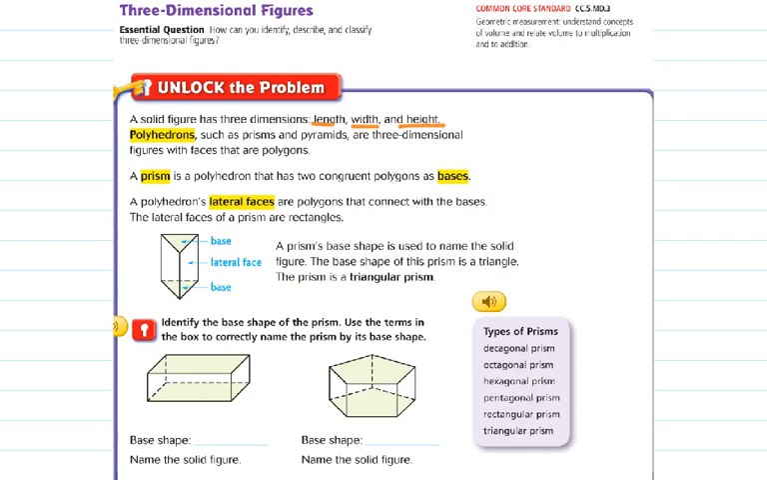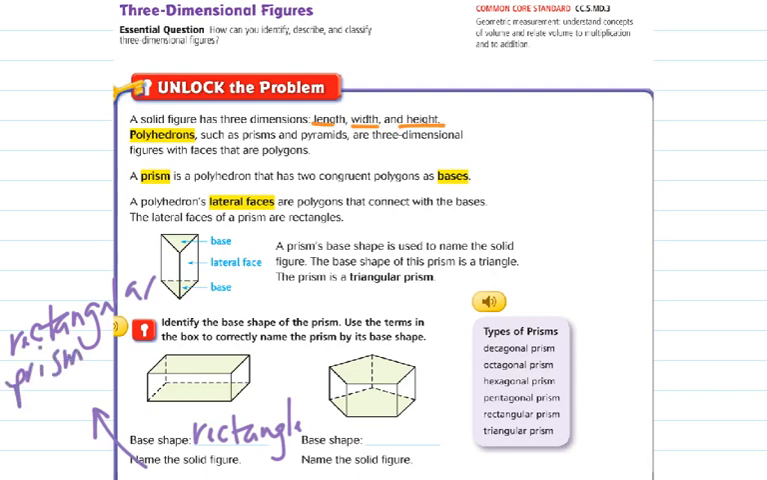So we're going to start here for the first problem where it says, identify the base of the prism and then use the terms in the box to correctly name the prism by its shape. If we look at the base, which is highlighted in green here, those are rectangles. So we're going to write down the prism base shape is a rectangle, and that it is a rectangular prism. So I'm going to write it over here, rectangular prism.